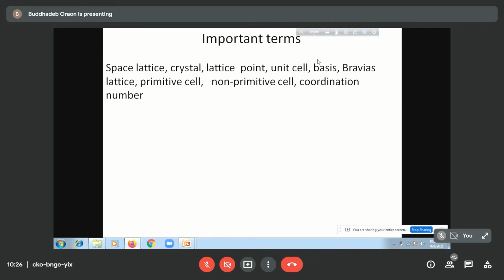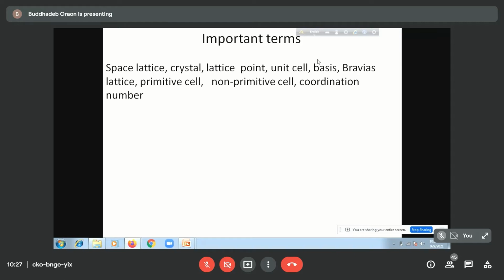Then comes the basis. Basis can be an atom or a group of atoms which must be placed on each lattice point in a regular fashion to get the crystal structure. So when you take the basis and the lattice points, basis plus lattice points makes your crystal structure. The combination of basis and lattice point makes your crystal structure.